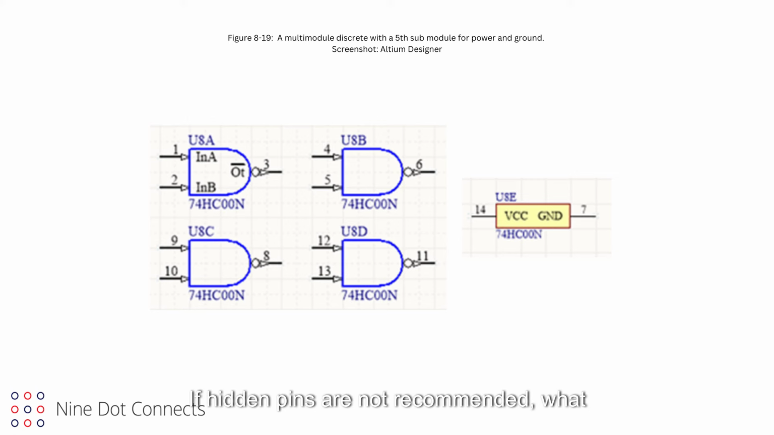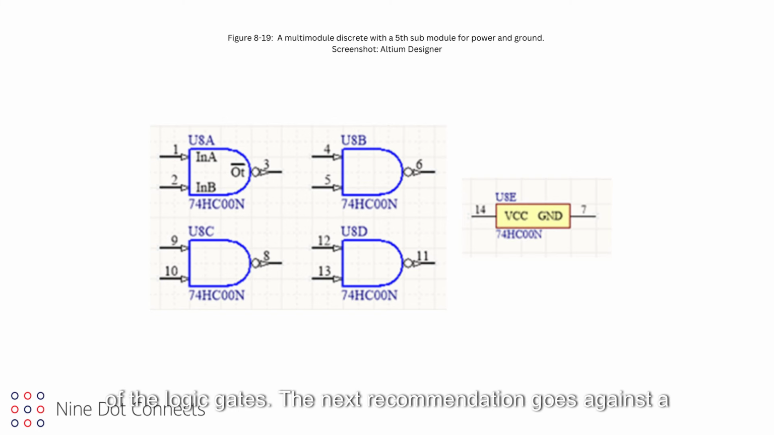If hidden pins are not recommended, what would be the best way to handle power and ground? One recommendation is to create another submodule that is dedicated to the power and ground pins. The advantage is that the power and ground pins are visible, and more importantly, are not attached to any particular gate. In addition, since decoupling capacitors between power and ground are often used for each individual IC, having a separate power/ground submodule symbol allows one to connect the decoupling capacitors, without involving one of the logic gates.